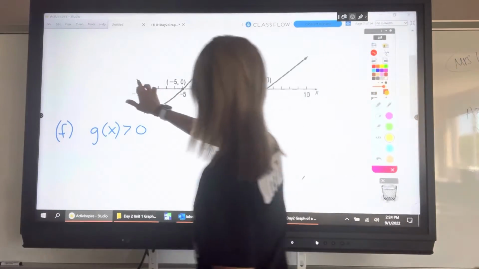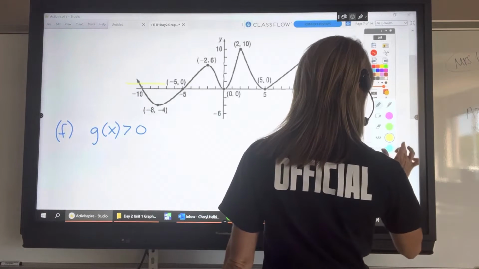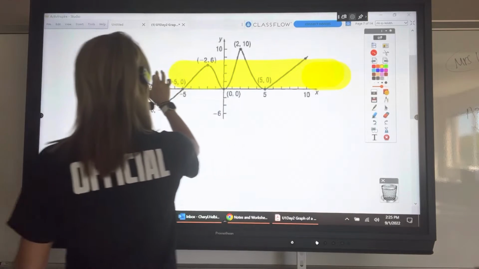And that's all above. How do I make this thicker? I don't know how to make it thicker. Jane, right now. There we go. Up here.